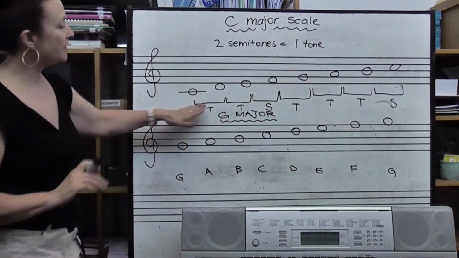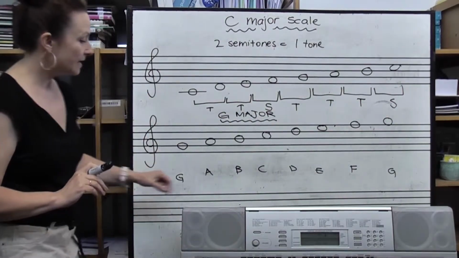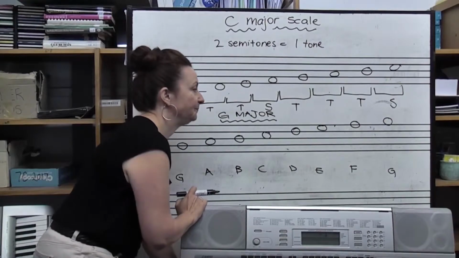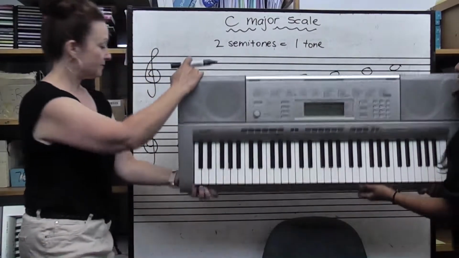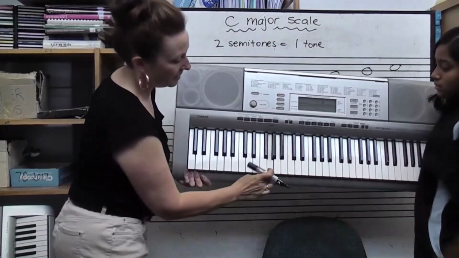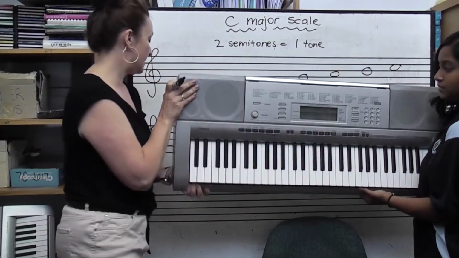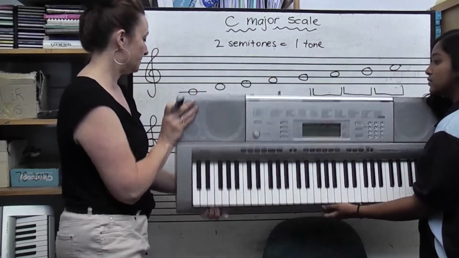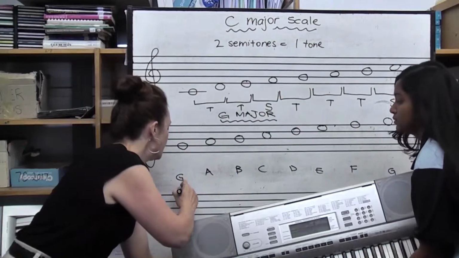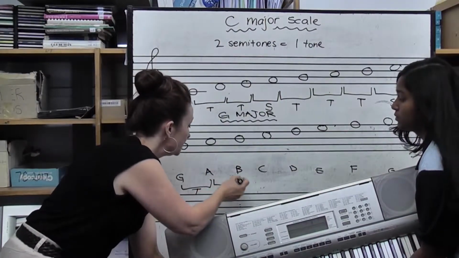Alright, so using our tone, tone, semitone, tone, tone, tone, semitone method, let's have a look on this keyboard. So our first one is a G to an A. It needs to be a tone to be correct. So G to an A, there's a note in between, so we're okay. That is a tone, perfect. The next one's got to be another tone. So let's check it out.